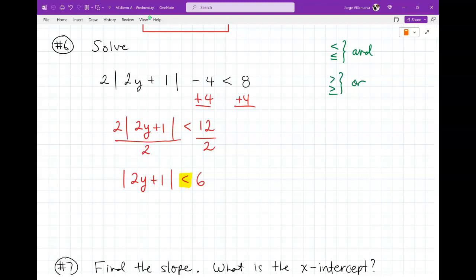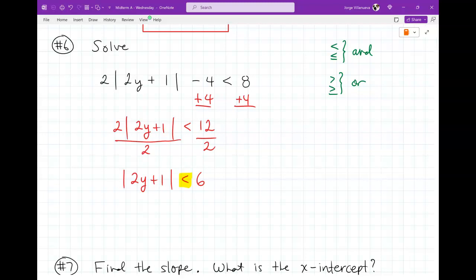This is or. If they were going to make you graph it, this is an and problem. That means they'd be kind of going towards each other. Okay? If this was an or problem, they'd be going in opposite directions.